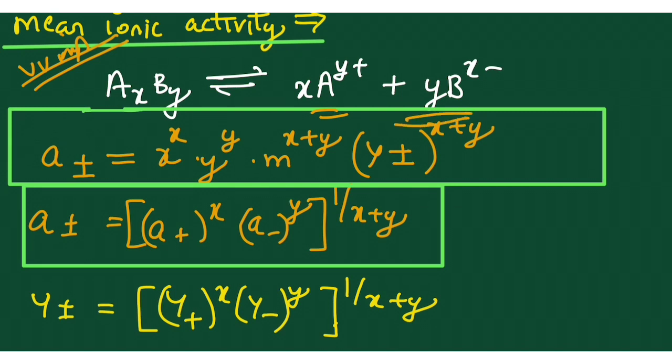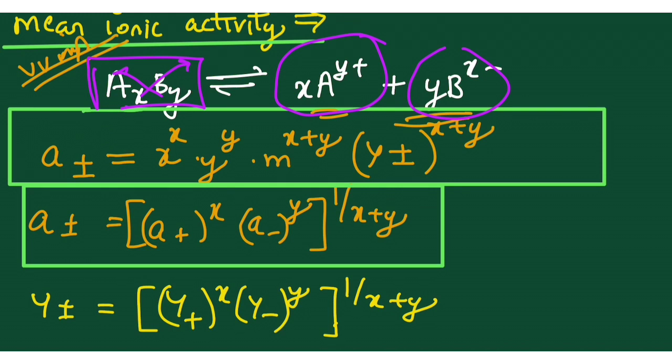Say we have the electrolyte as AxBy. You must be knowing how to dissociate it. It will dissociate as xA^y+ plus yB^x-, and accordingly you can exchange the charges here. This is how it dissociates.